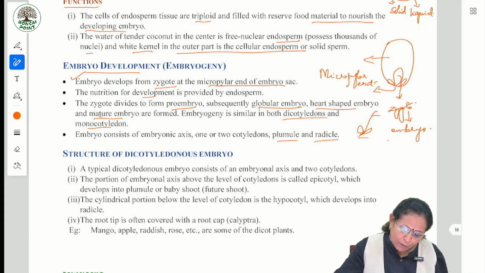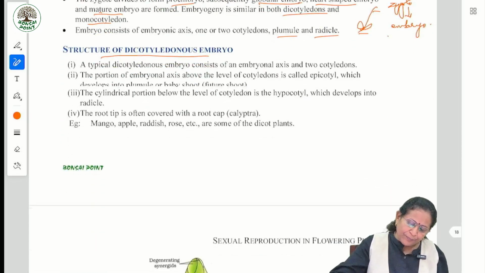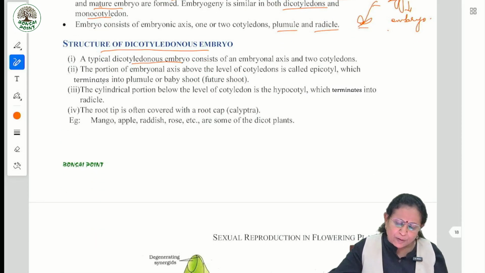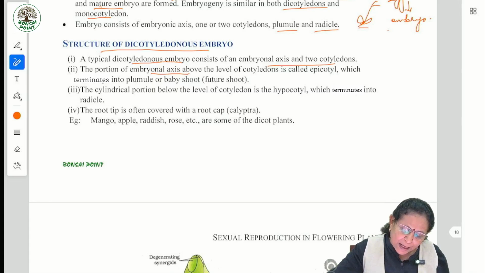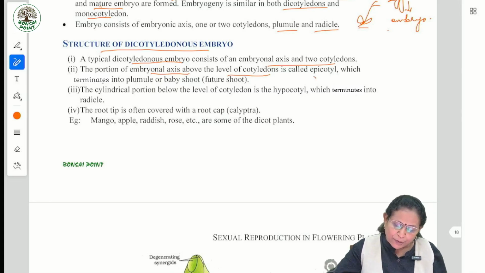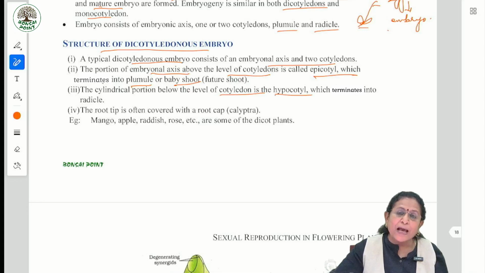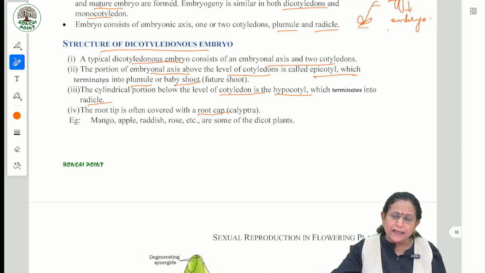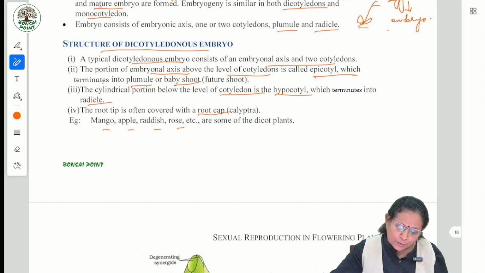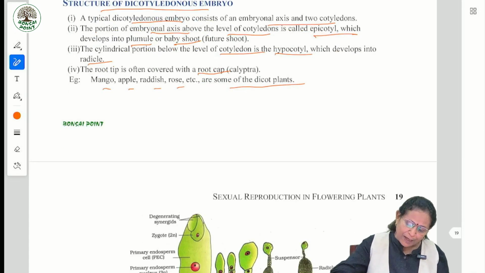Structure of dicotyledonous embryo. Typical dicotyledonous embryo consists of an embryonic axis with 2 cotyledons. The portion of the embryonic axis above the level of cotyledon is said to be epicotyl, and that terminates into plumule or the baby shoot. The cylindrical portion below the level of the cotyledon is said to be hypocotyl, which terminates into the root tip covered by calyptra, root cap. Example, mango, apple, radish, rose, etc. Some of the dicot plants.